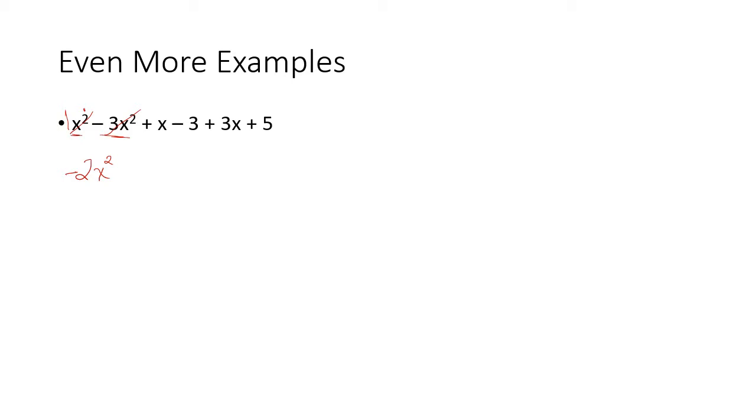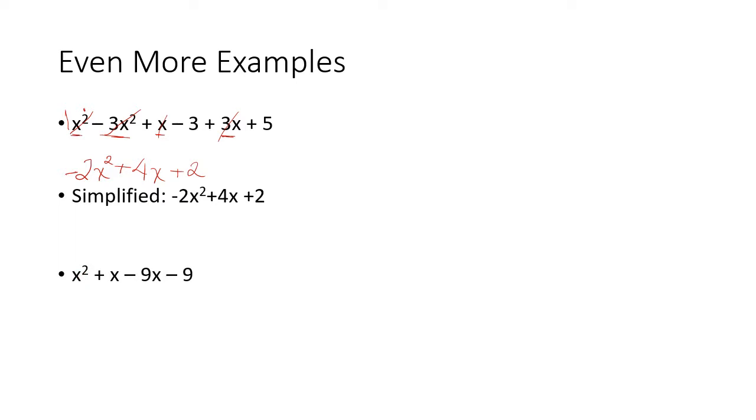Then we have x to the first power. So we have 1x and 3x. Those are both positive, so we can add them together to get 4x. Cross those out. Then we have negative 3 and positive 5. Combine them together to get positive 2. Now simplify. Well, that's the answer.